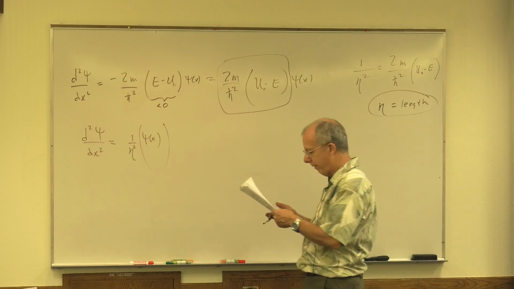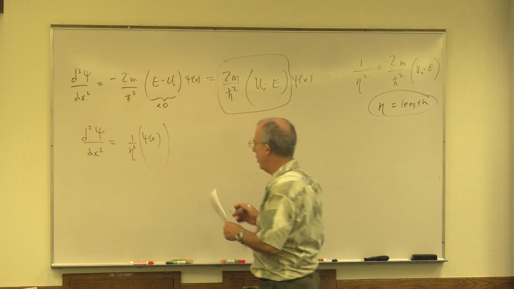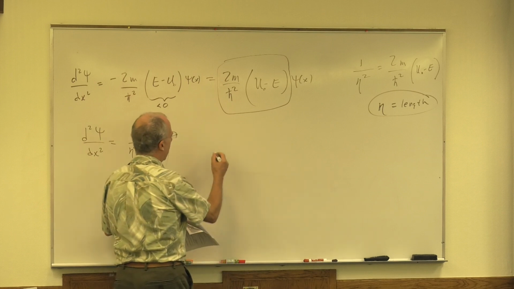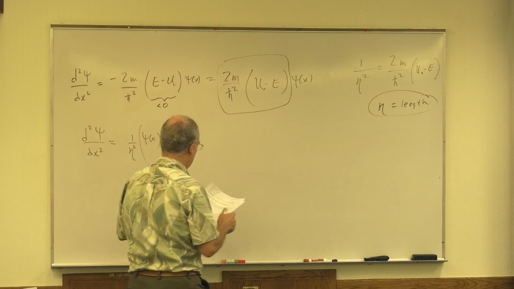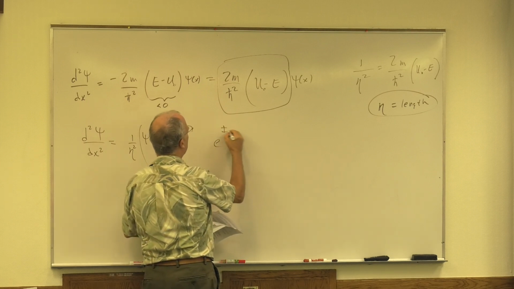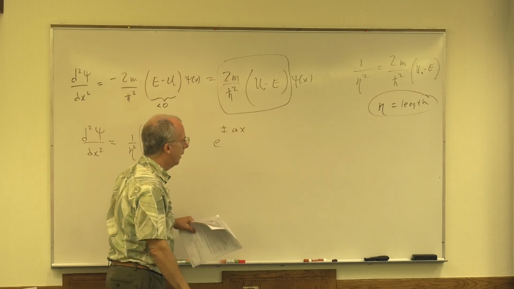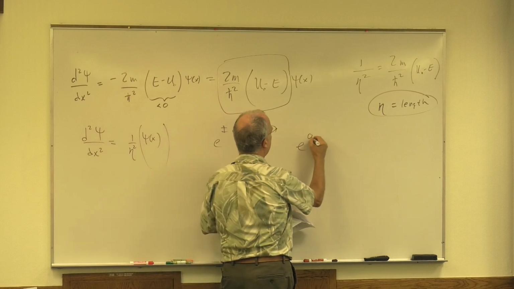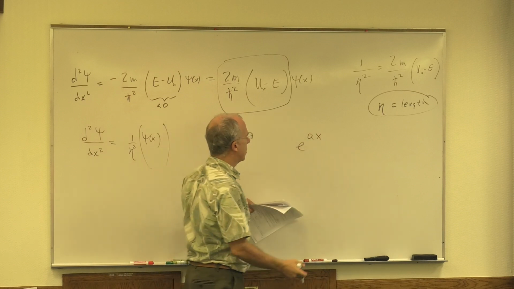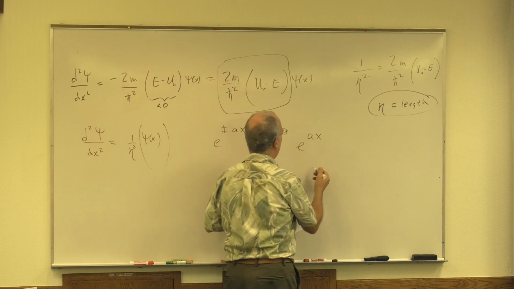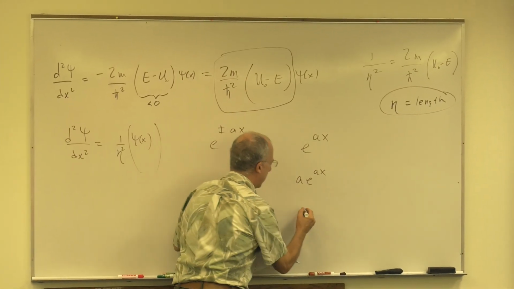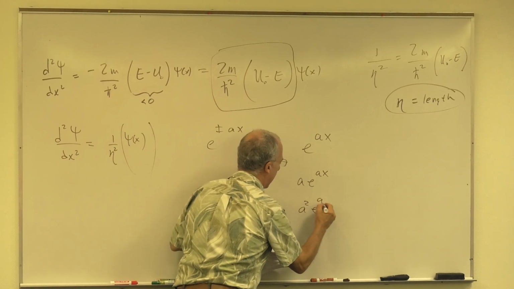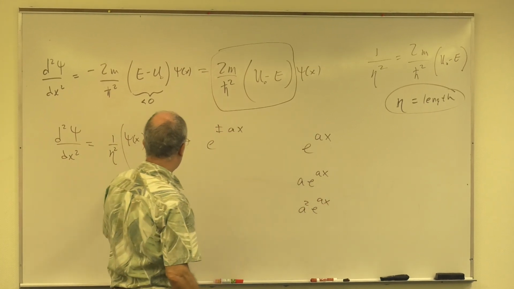Okay, I hope you've figured it out. The only thing that will work is the exponentials, e to the plus or minus ax. If you have e to the ax, you differentiate it once, you get a e to the ax. Differentiate it twice, you get a squared e to the ax. So you get the same function multiplied by a coefficient.